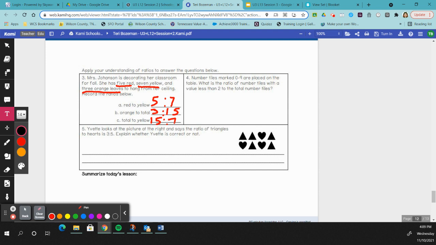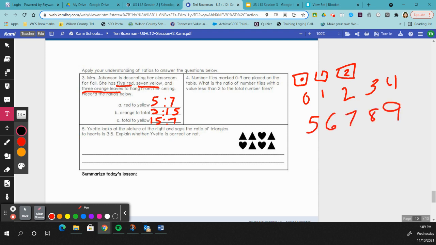Number 4, number tiles marked as 0 through 9 are placed on a table. So a number tile is a little square and it has a number inside. It has 0, 1, 2. So we have 0, 1, 2, 3, 4, 5, 6, 7, 8, 9. All right. What is the ratio of number tiles with a value less than 2? So we need to figure out how many have a value less than 2.